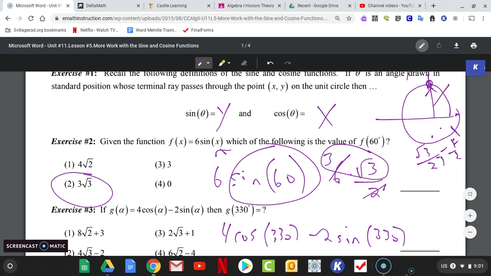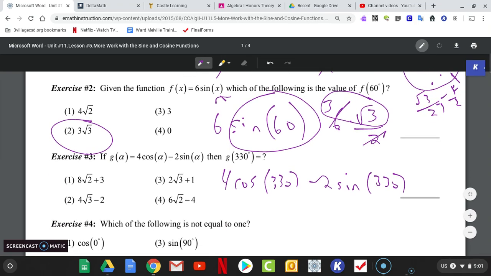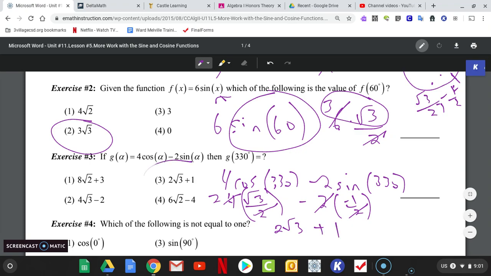So that means our cosine is radical 3 over 2. So 4 times radical 3 over 2 minus 2 times the sine, which is negative 1/2. That's the y value of our coordinate. If you do this math, what do you get? That's 2 radical 3, and these 2's cancel, so it's really 2 radical 3 minus a negative 1, which means plus 1. Choice 3.